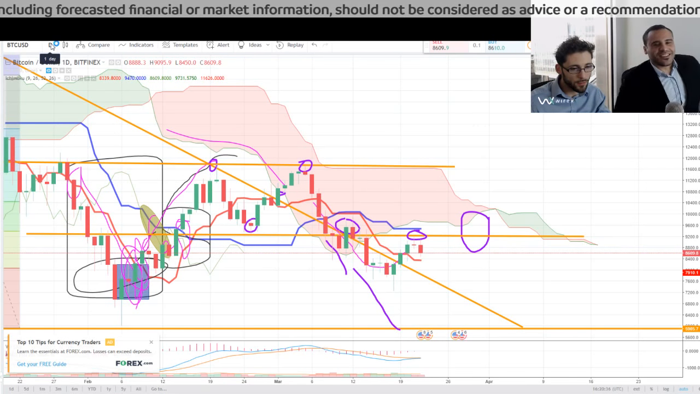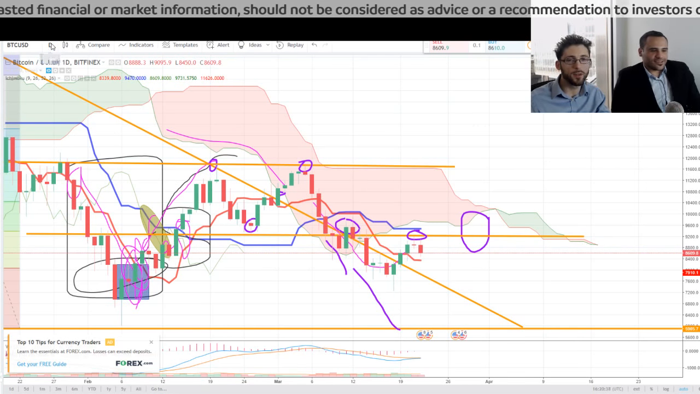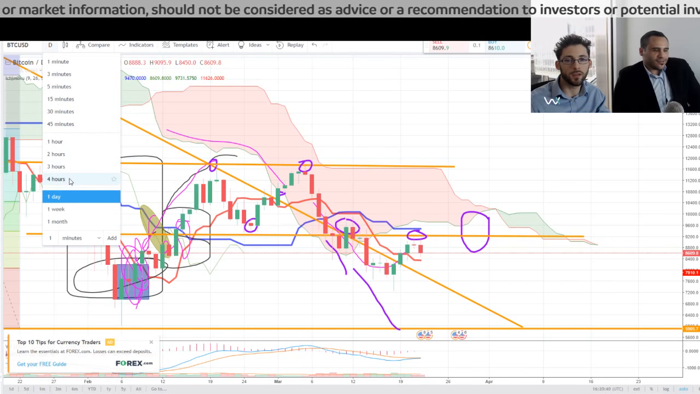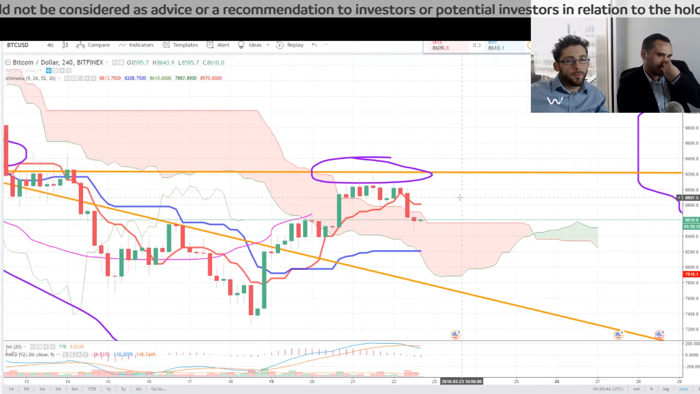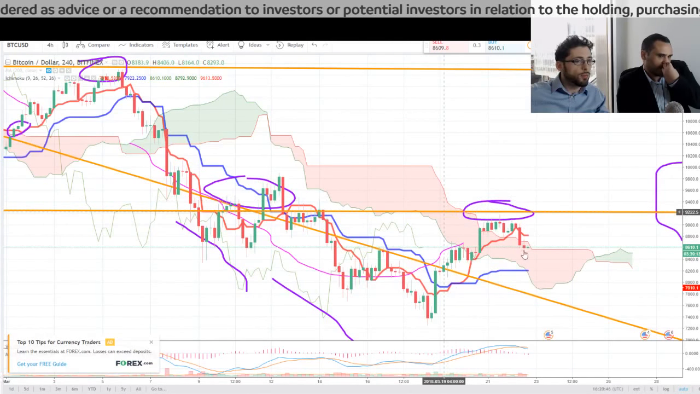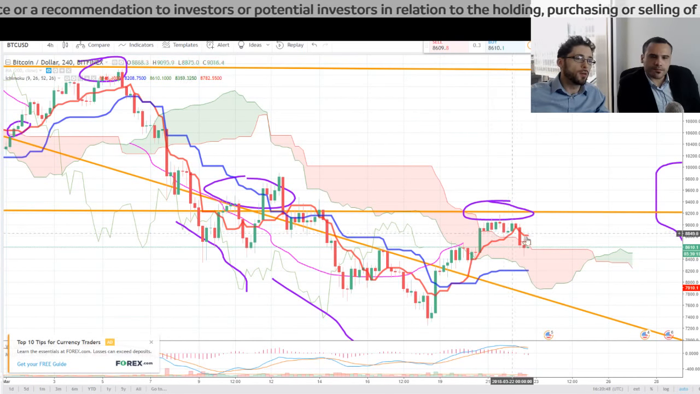Let's zoom in a little bit more then to the 4 hour and see if we get any intelligence there. Oh, look at that. So we have poked above the cloud on the 4 hour today. Gone back in again. But yeah, look at that. We've dropped in again to the cloud, which is interesting.